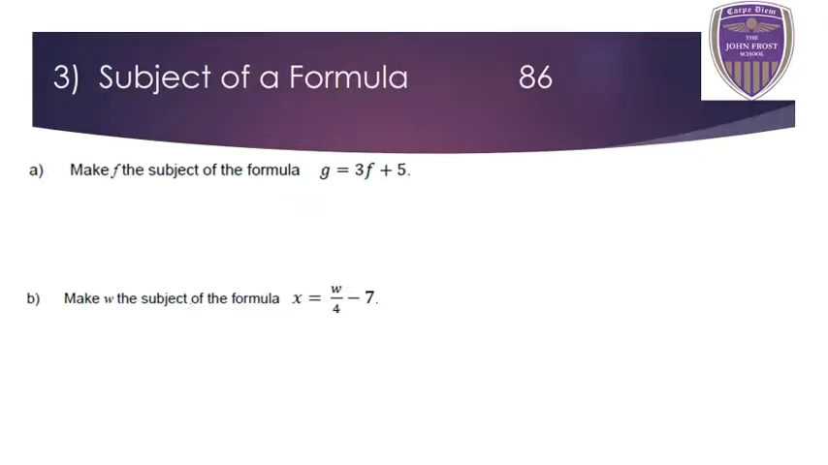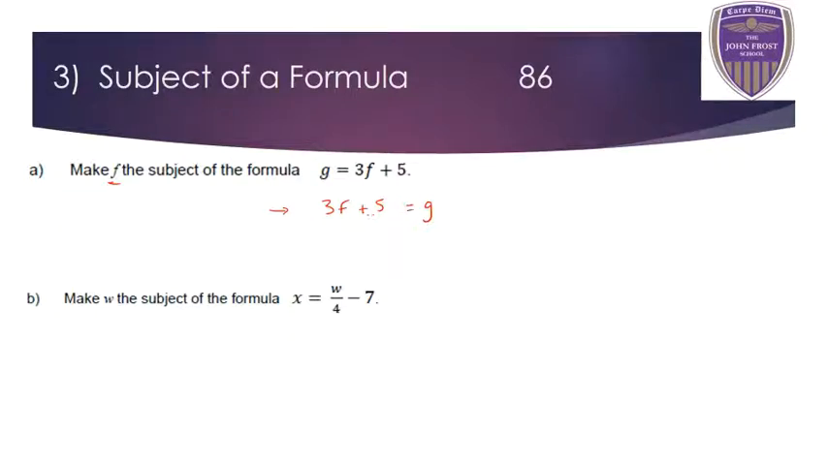To change the subject of a formula, we need to use our rearranging skills. So we've got a formula here: g equals 3f plus 5, and we want to make f the subject. First thing I always do is swap the sides of the equation over. So I've got the subject on the left-hand side of the equation, and now I just rearrange it so I get f on its own. So it's 3 times f plus 5 will give us g.